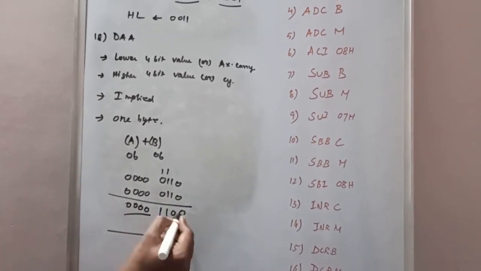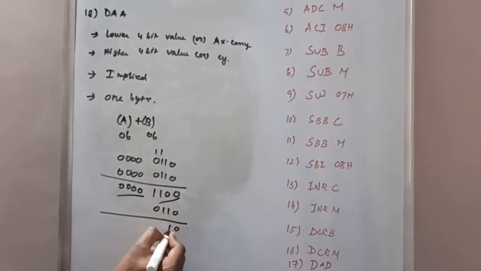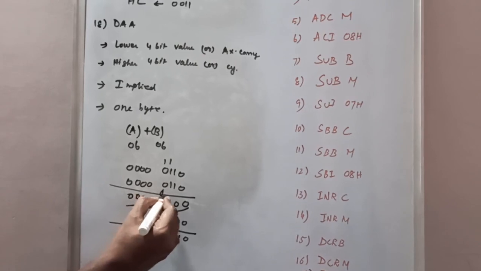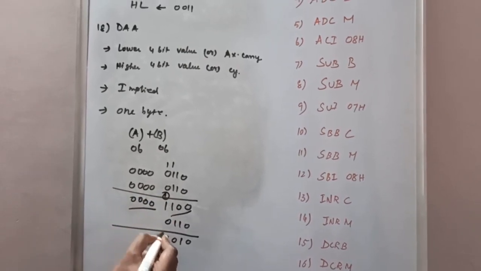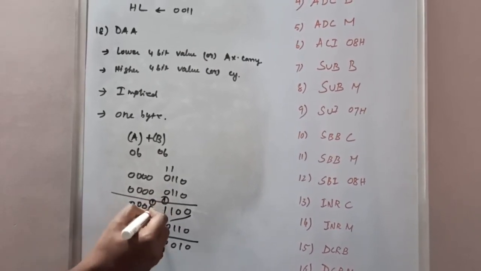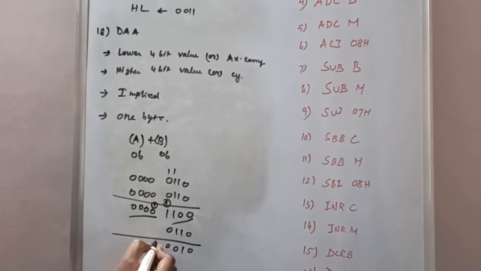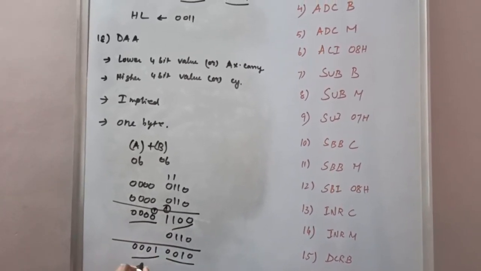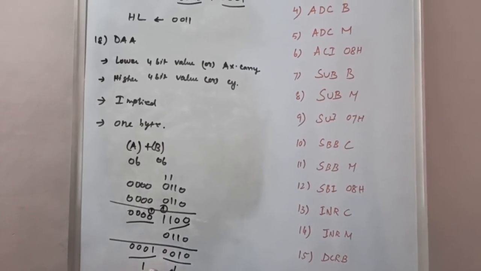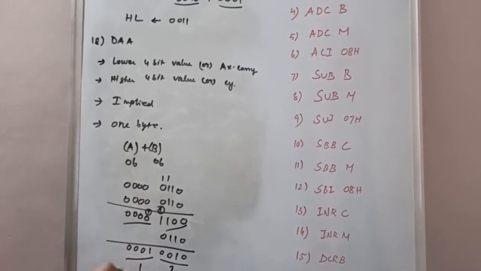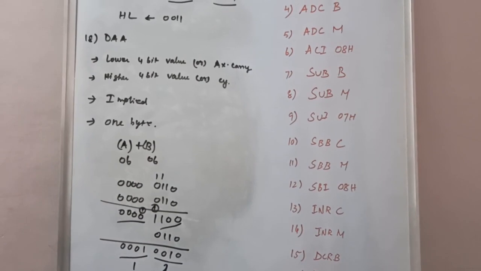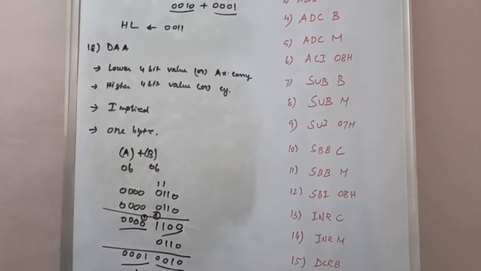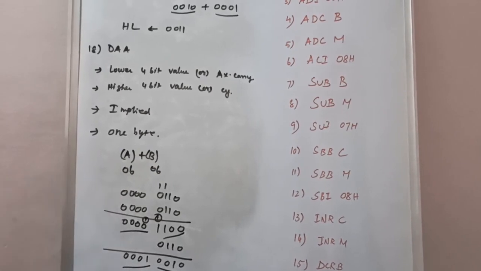Adding the two values: 1 plus 1, sum 0, carry 1; 1 plus 1, sum 0, carry 1, so this carry is propagated to the next bit, 1 0 0 0. Now you get the valid BCD number. So 12 is the valid BCD number. This value is stored in the accumulator register.